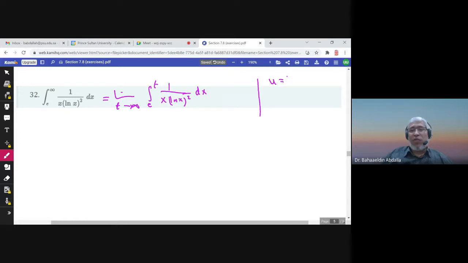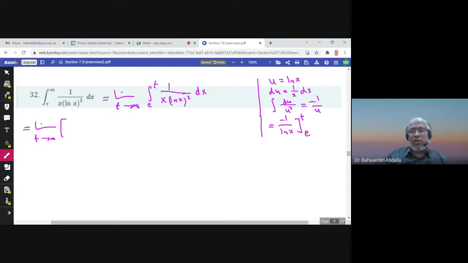Well, if you take u equals ln x, then du would be 1 over x dx, and the integral of 1 over x dx would be du, and (ln x) squared would be u squared, so the integral would be negative 1 over u. If you now write it as negative 1 over ln x and take it from e to t, then you will get this definite integral.